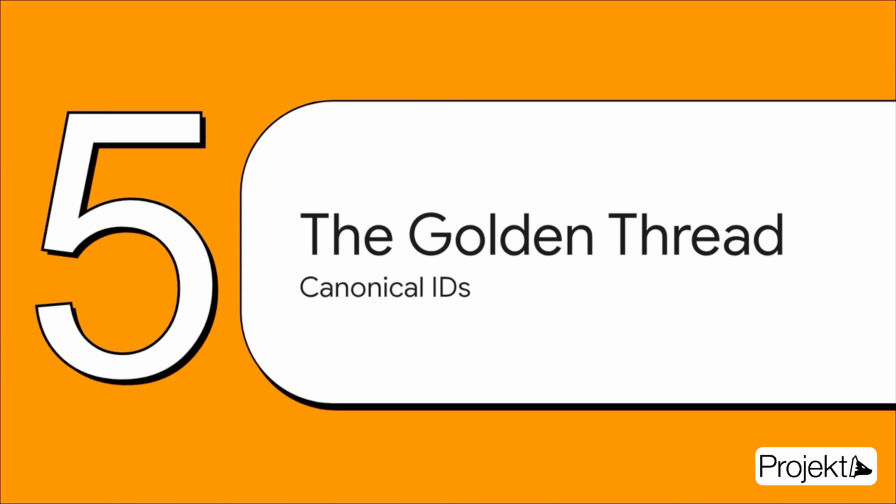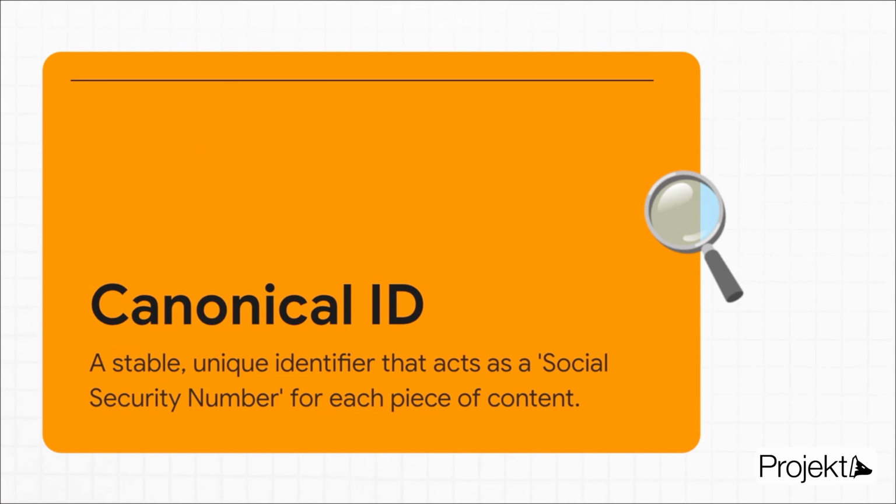We have one last piece to add to our engine. It might be the simplest component of all, but it is the golden thread. It's the connective tissue that ties every single part of the system together. And that is the canonical ID. Seriously, the best way to think of it is like a social security number for your content. It's a unique, stable identifier that you assign just once, and it never, ever changes. It stays with that piece of content for its entire life, no matter where it goes or how it gets transformed.